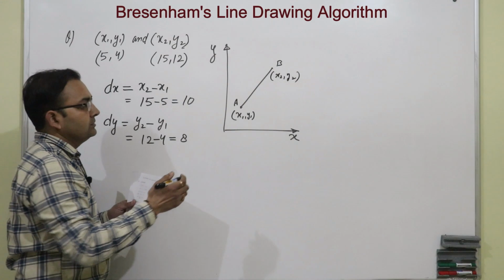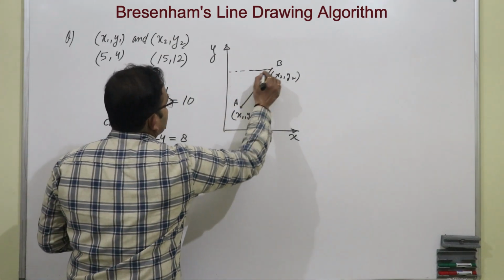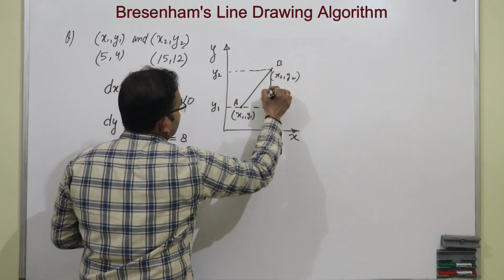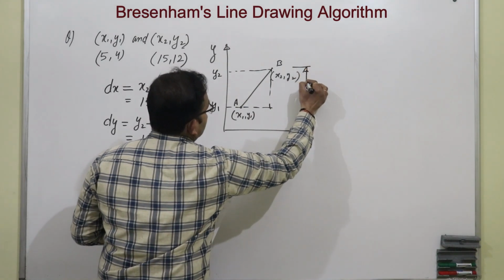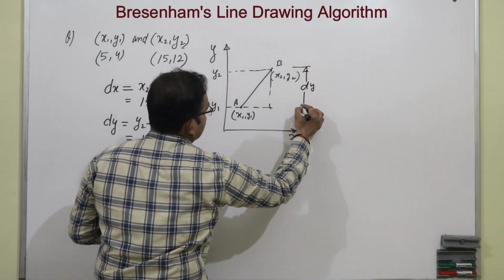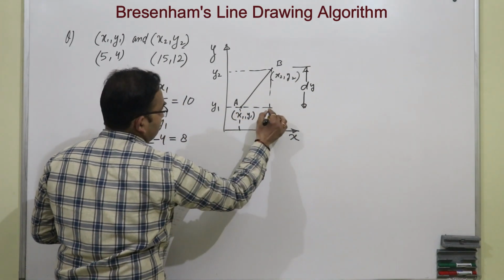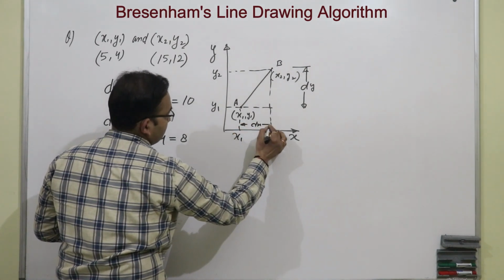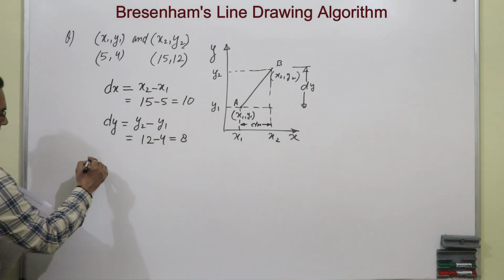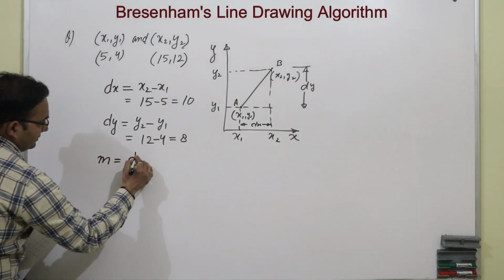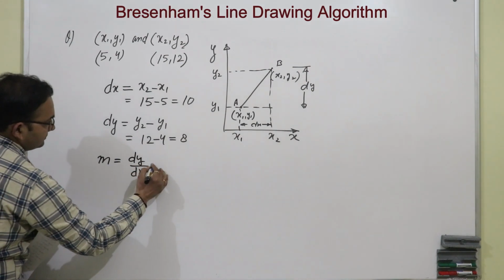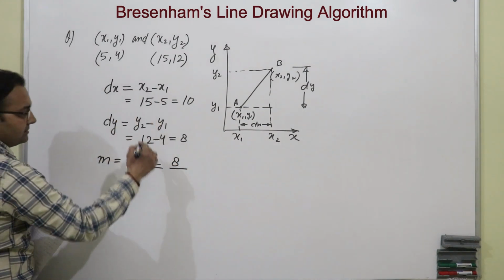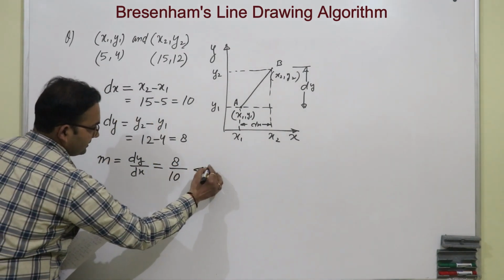So how to calculate the slope? We will calculate dy, the change in y, which is y2 minus y1. I am writing here, this is dy, and it is x1, x2, and it is dx. So slope is dy by dx. dy is 8 and dx is 10, so the slope is less than 1.